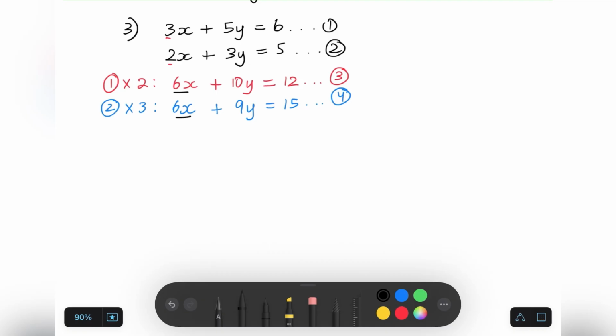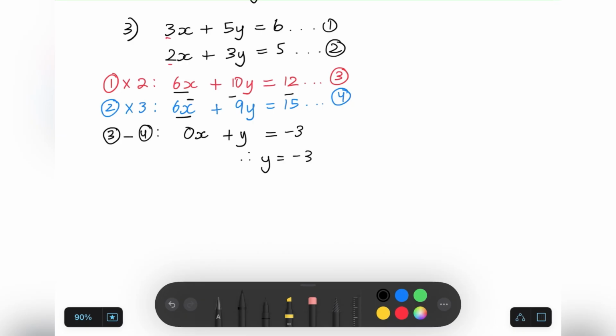the two equations. And the reason I'll subtract is because 6x and 6x, they're both positive. So when you have the same signs, you subtract the equations, right? So I'll say equation 3 take away equation 4. Well, 6x take away 6x is 0x. 10y take away 9y is y, just y. And then 12 take away 15 is negative 3. So therefore, y is equal to negative 3.